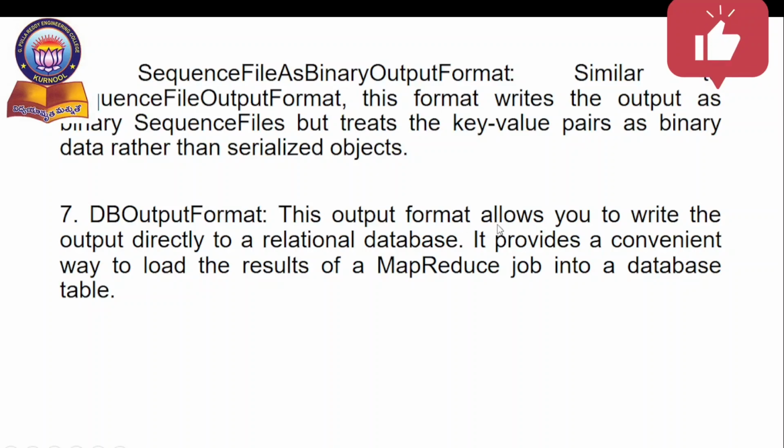This output format allows you to write the output directly to a relational database. It provides a convenient way to load the results of a MapReduce job into a database table. So this will be the example of general web applications where the data is fetched to the application through a relational database and the output is stored again into a relational database. So this is the exact format which is similar to web applications.